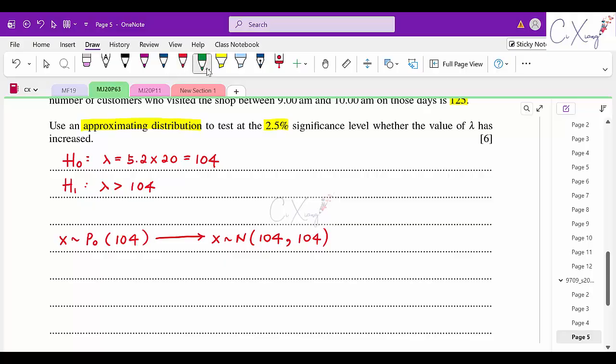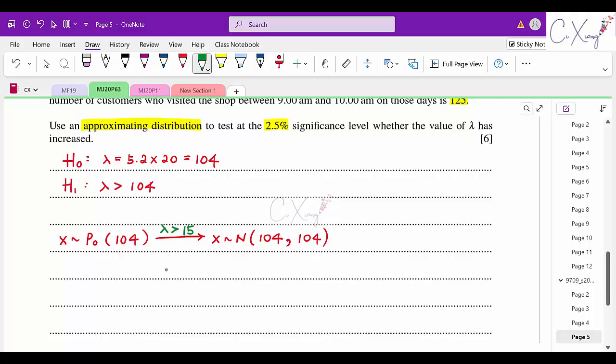And maybe some of you will ask, why or how can I change Poisson to normal? There is one condition that you need to make sure is fulfilled when you want to change Poisson to normal, where lambda should be more than 15. So I think this is quite obvious. Your lambda is 104, right? That's the reason why you have to change it to a normal distribution.